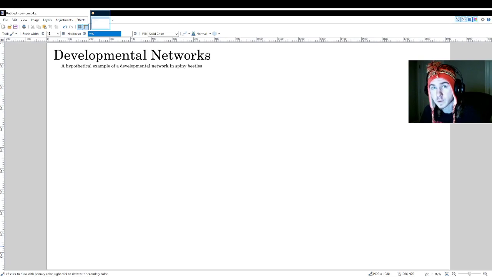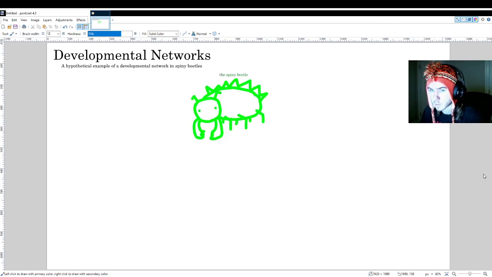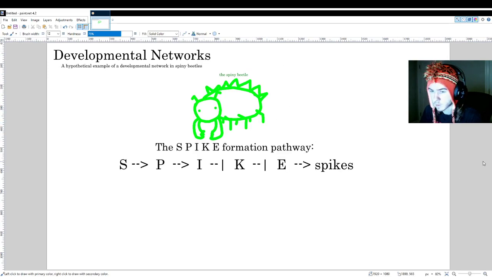Okay, hello, this video is going to be on developmental networks and pathways. Our example organism for this problem is the spiny beetle, and the spiny beetle has a pathway which prompts the formation of spikes on its ectoderm. So in its ectoderm cells, we have the formation of spikes that make him the spiny beetle.